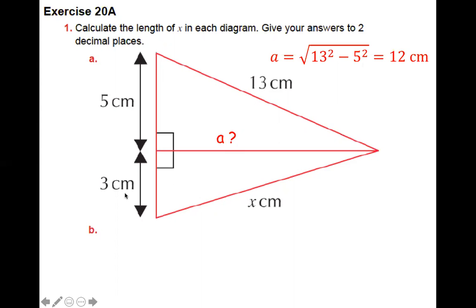So now I've got 3 centimeter, 12 centimeter. I can just use Pythagoras again to find x, but this time it's going to be 12 square plus 3 square, and taking the root of that, I get 12.369... So I've not put the rest. But look at the question. Give your answer to how many decimal places?